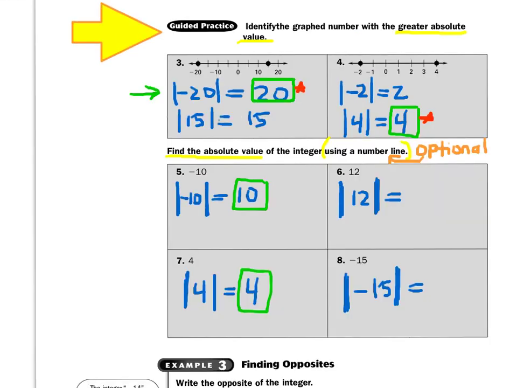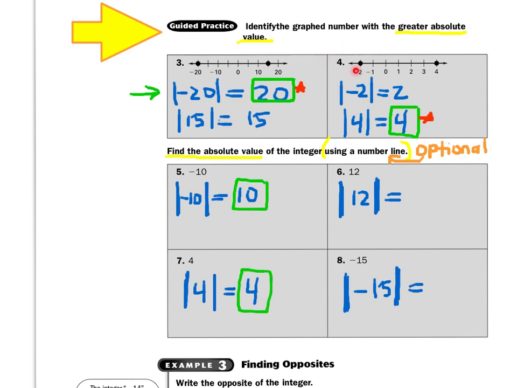Okay, here they want us to identify the graphed number with the greatest absolute value. So I take a look at -20. Remember, absolute value is a straight up and down symbol right here. So the absolute value of -20 is 20 steps away from 0. The absolute value of 15, this other number right here, is only 15 steps away from 0. So -20 would have the biggest absolute value.